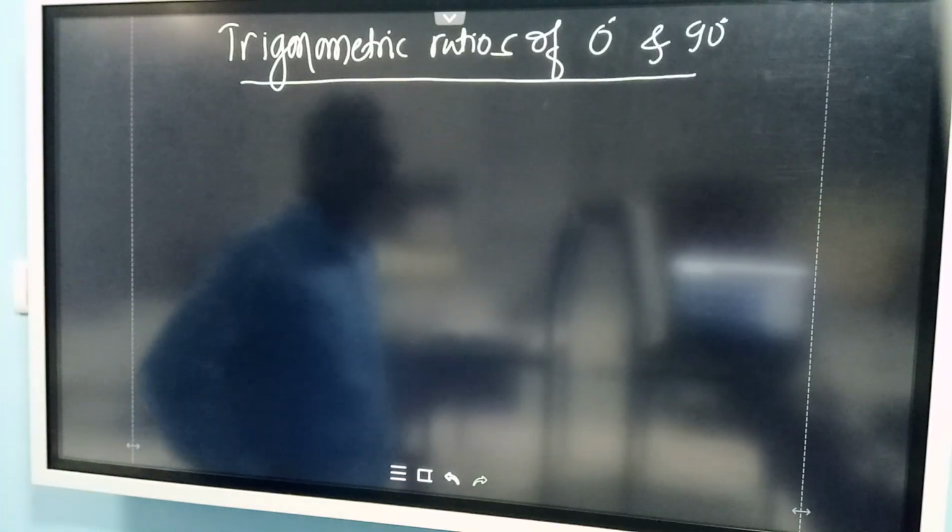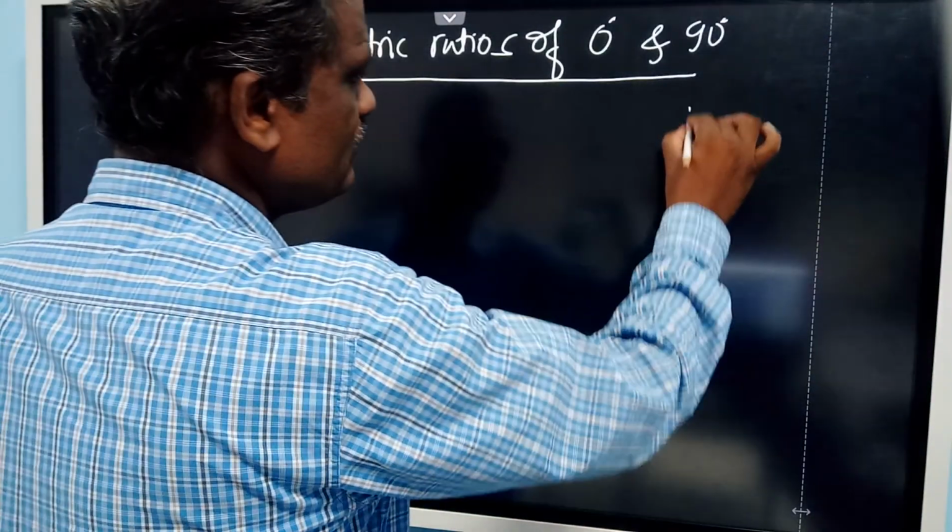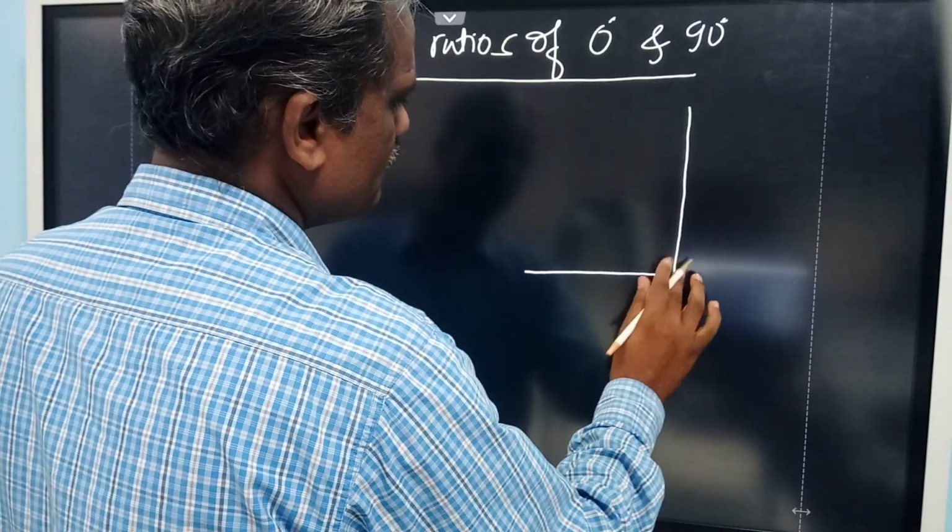Understand the trigonometric ratios of 0 degree and 90 degree now. So let us consider a triangle ABC, right angled at B. Carefully observe this.